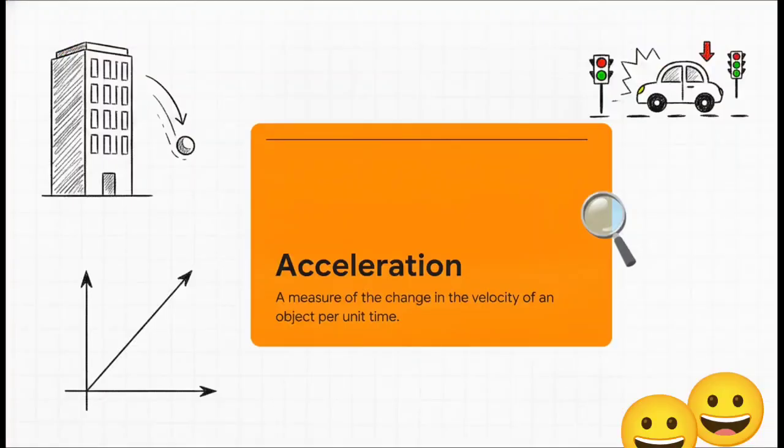By definition, acceleration is a measure of the change in the velocity of an object per unit of time. If you drop a stone from a building, it falls with uniform acceleration, meaning its velocity increases at a totally constant, steady rate. But if you're driving a car on a super crowded city street, hitting the gas at green lights and slamming the brakes at red lights, you are experiencing non-uniform acceleration.